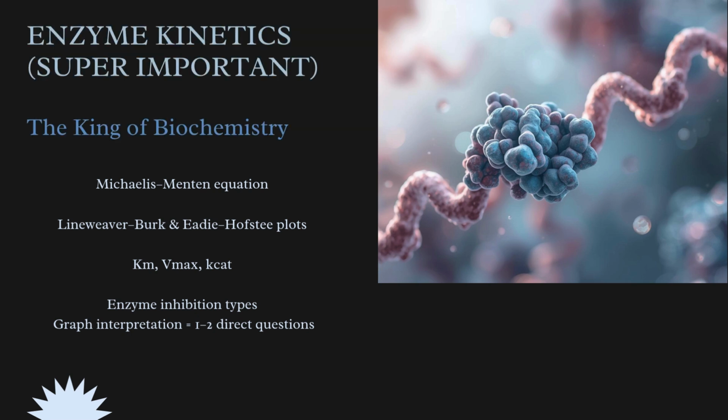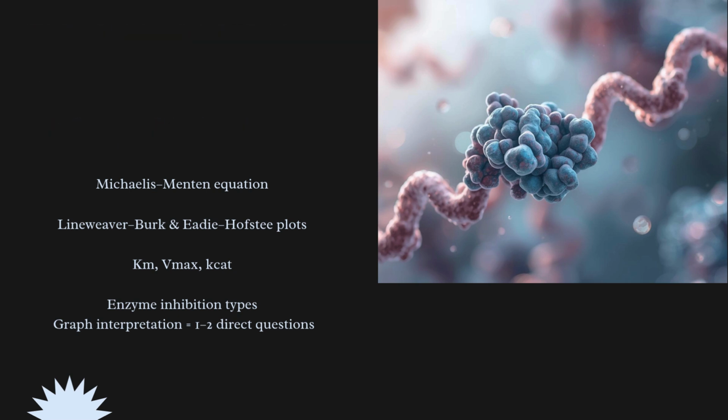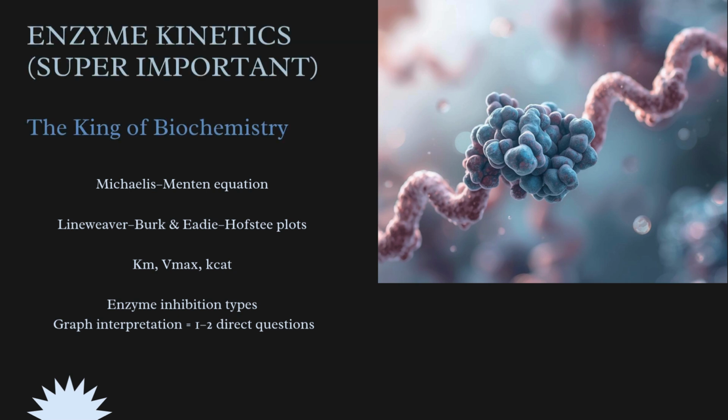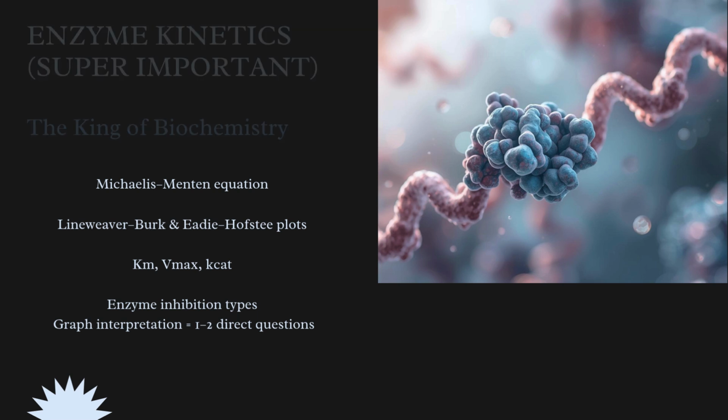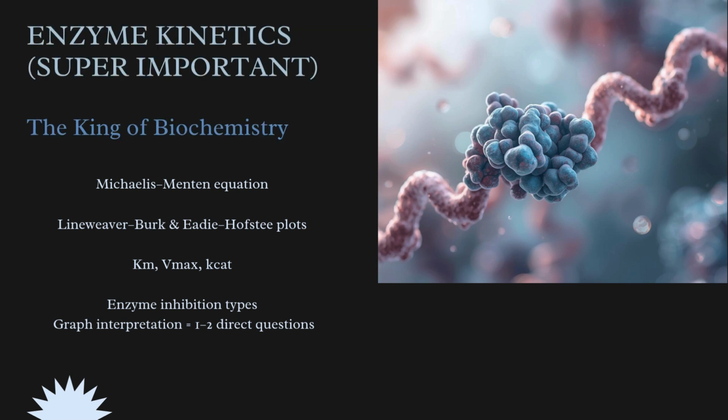Every paper has 2 to 3 direct questions from enzyme kinetics, either graphs or conceptual numericals. Tip: practice graph interpretation. For example, if Vmax stays the same but Km increases, it's competitive inhibition. Learn these patterns visually, not just theoretically.